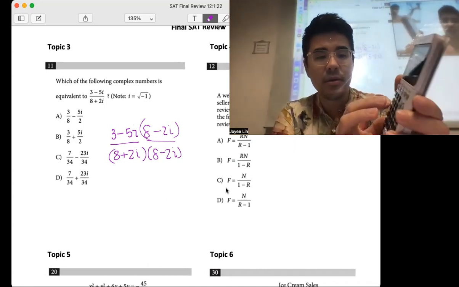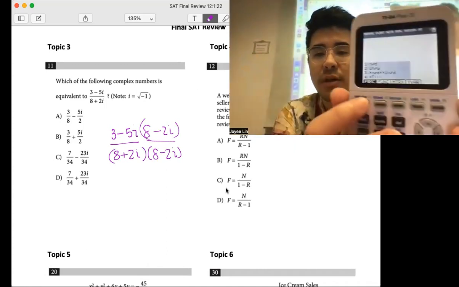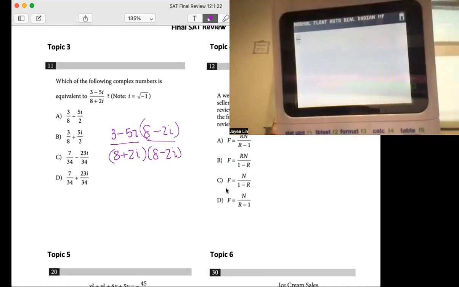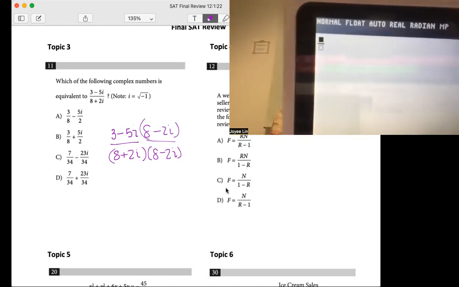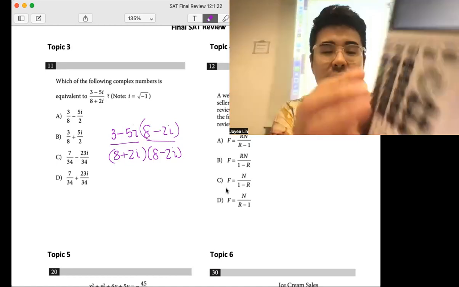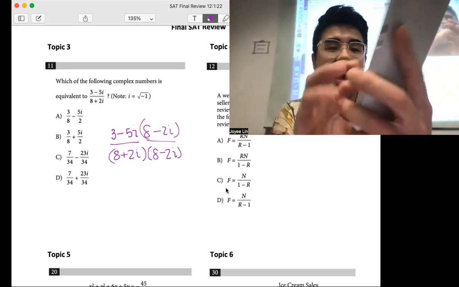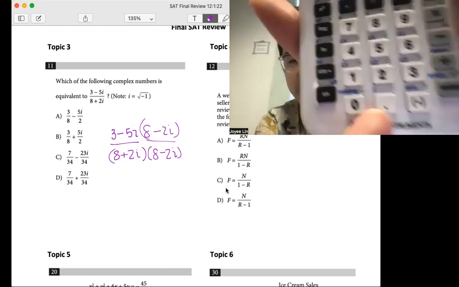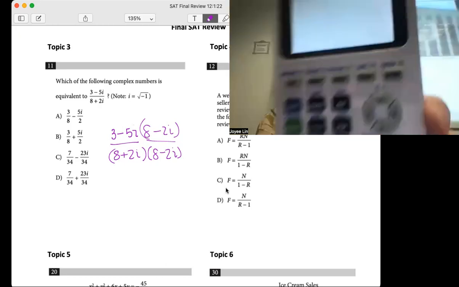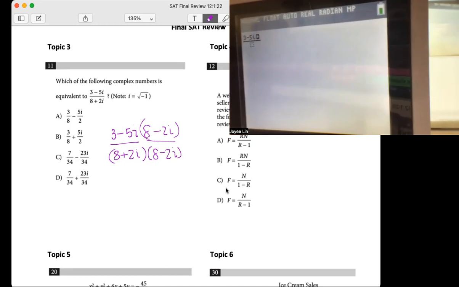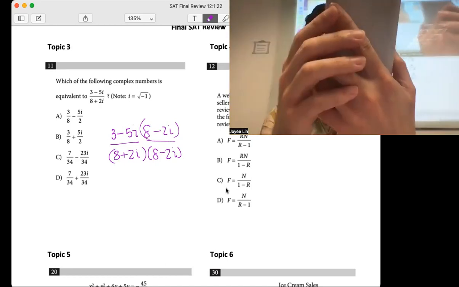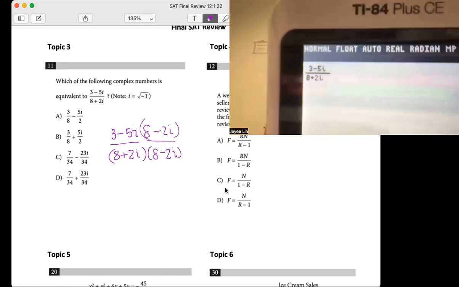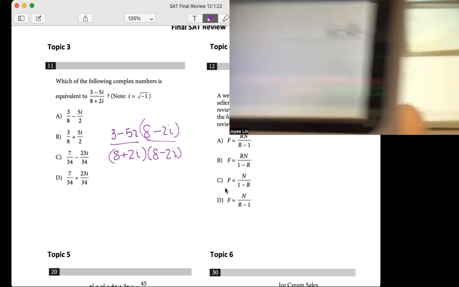So we'll do alpha, right? Alpha F1. So we can do the fraction function, right? So I have the fraction pulled up on my screen, right? And so the first thing I'm going to do is 3 minus 5i. And the button above the period is your I button, second I. 3 minus 5i on top. 8 plus 2, second I on bottom, right? That's your bottom one. And that's your answer.